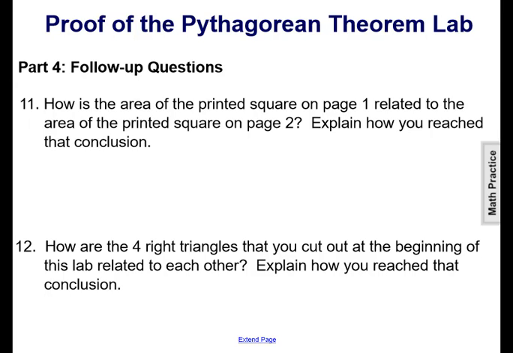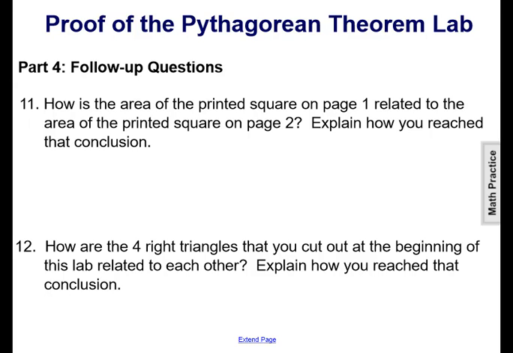So here is part 4 of the Pythagorean Theorem lab proof, where once you've actually done parts 1 to 3 and you've played around with the provided squares and triangles, we'll now answer some follow-up questions that will lead us to discovering that Pythagorean theorem equation.